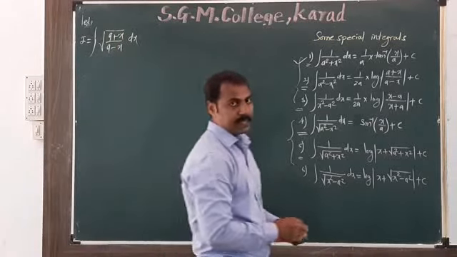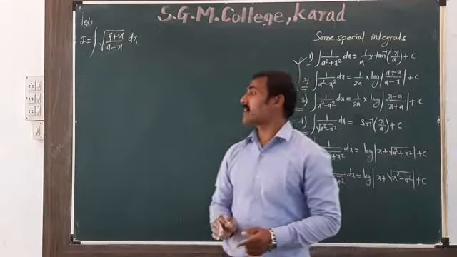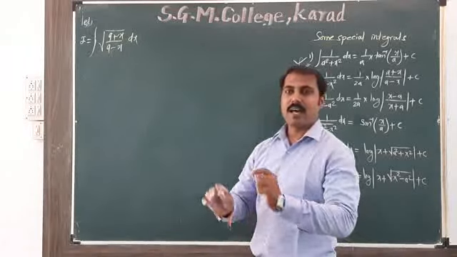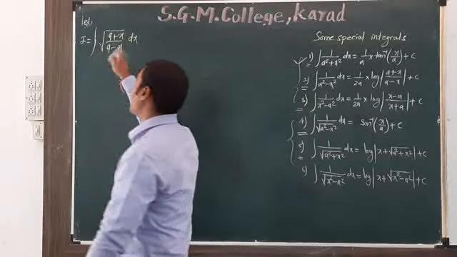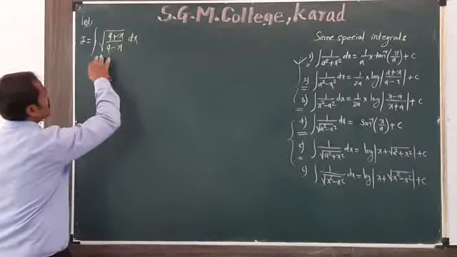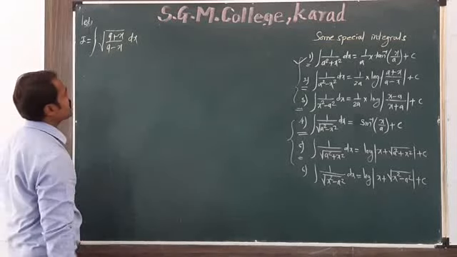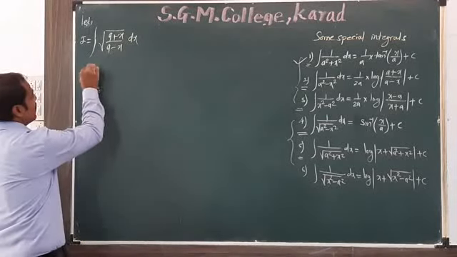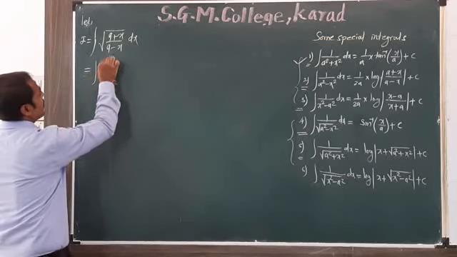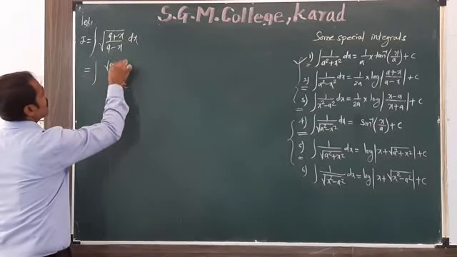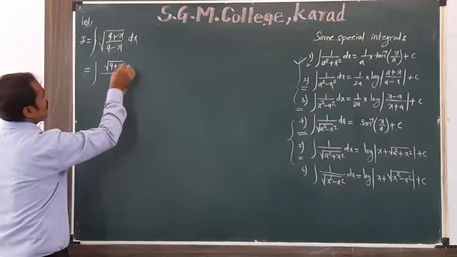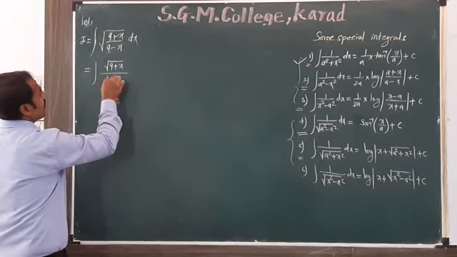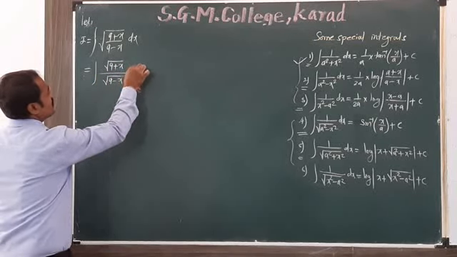Okay. Look here: the integral of the square root of (9 plus x) divided by (9 minus x) dx. I can simplify first. Denote the given integration by I. Let I be equal to the integration of the square root of (9 plus x) divided by (9 minus x) dx. Now separating the square root sign, it's the integration of root of (9 plus x) divided by root of (9 minus x) dx.